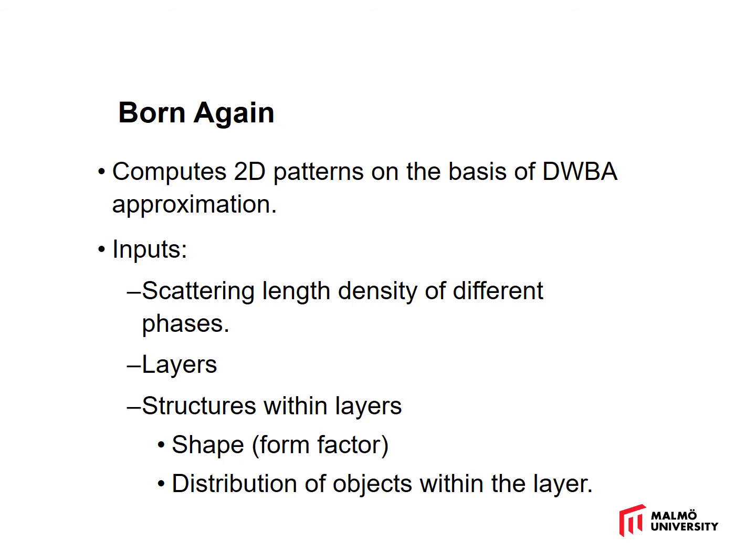And one can put structures within the layer, and there's a whole range of different spheres, rods with different orientations. But also one has a distribution of these objects within the layer. But again, as within any scattering technique, the caveat is that there's only a limited amount of information in the scattering curve. And very complex models will of course give you non-unique solutions.